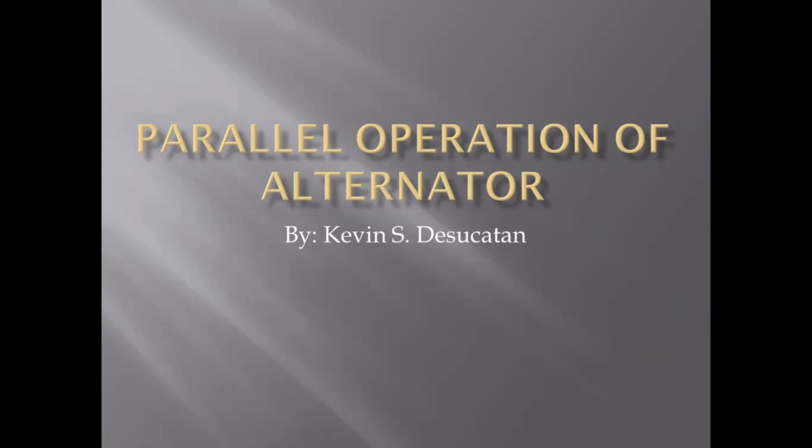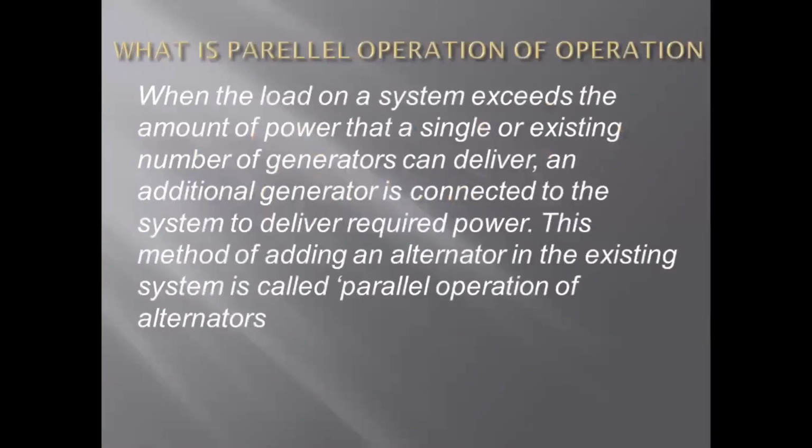So, this topic is parallel operation of alternator. What is parallel operation of alternator? When the load on a system exceeds the amount of power that a single or existing number of generators can deliver, an additional generator is connected to the system to deliver the required power. This method of adding an alternator to the existing system is called parallel operation of alternator.